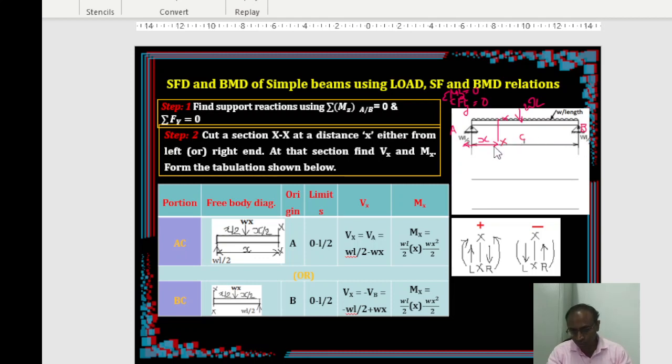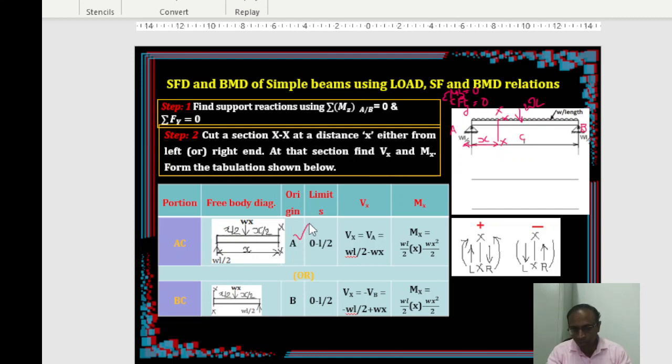If I take from the left end at a distance x, I am cutting a section xx. Whenever you are expressing the shear force and bending moment at a section, you always keep the load in the form of a total concentrated load, total UDL you can say. That means you convert it into a point load and put it in the free body diagram. This part of the beam free body diagram will be like this: W times x, because it is acting over a distance x, where it acts exactly at the centroid. So x by 2 on this side, x by 2 on this side.